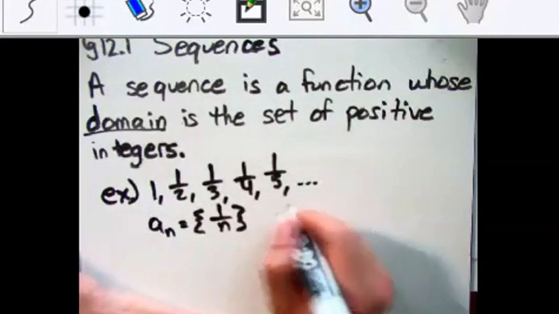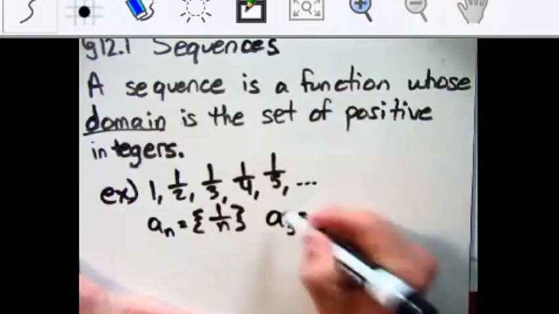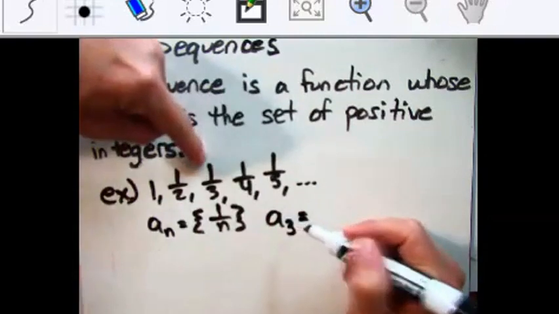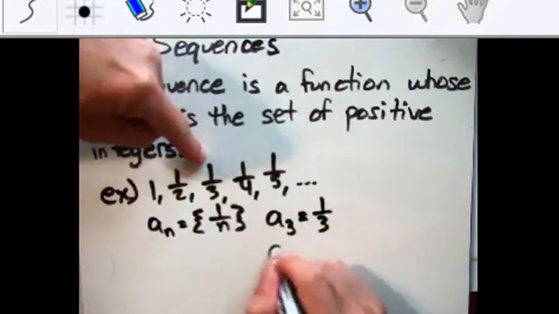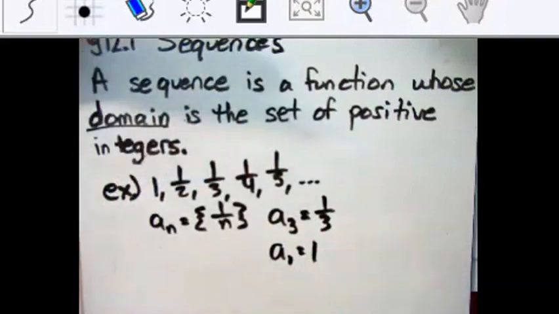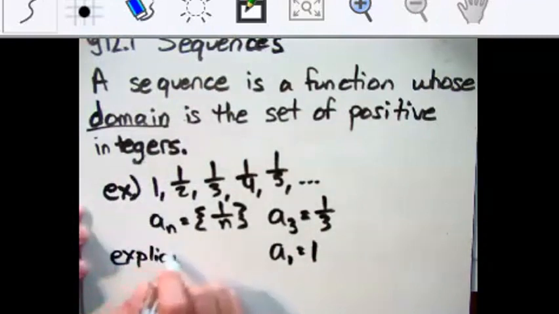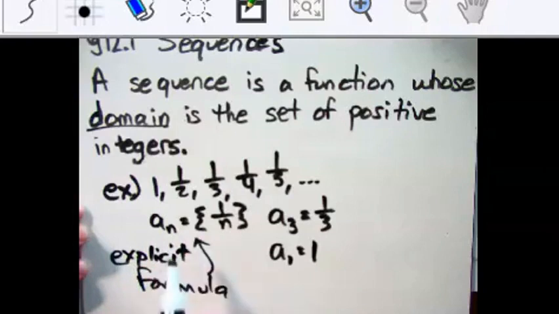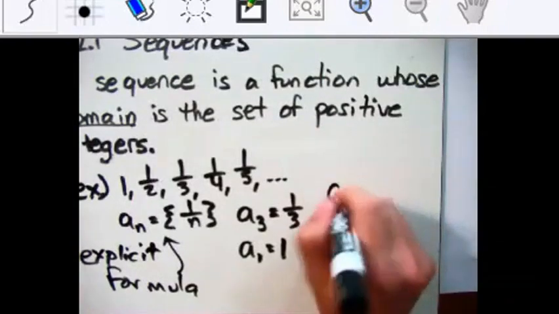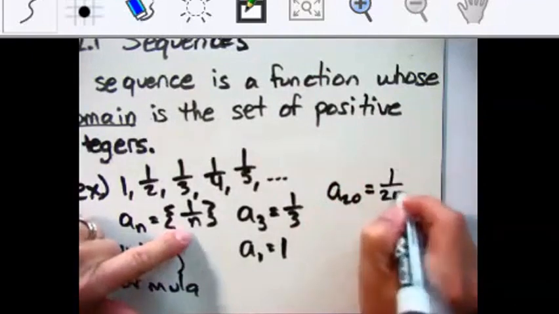Here's what I want you to know from this. Just some quick notation. Like if I said a sub 3, that's talking about the third term, which in this case would be 1/3. Or a sub 1, that is the first term, which in this case would be 1. Okay. This guy right here is called the explicit formula, because I could literally ask you for any term and you could find it. Like if I said, what's the 20th term? A sub 20, you would just plug in 20 for n. So in this case, 1 over 20.